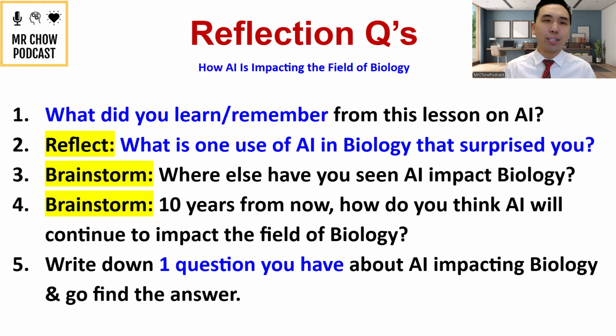Take a look at some of the reflection questions. What did you learn and what do you remember from this lesson on AI? Here's a reflection question. What is one use of AI in biology that surprised you? Here's a brainstorm question. Where else have you seen the impact of AI on biology? Here's another brainstorm question. 10 years from now, even 1 year from now, even 5 years from now, it's going to change rapidly. Even this video is going to become outdated at some point. How do you think AI will continue to impact the field of biology? And then what are some questions you have?